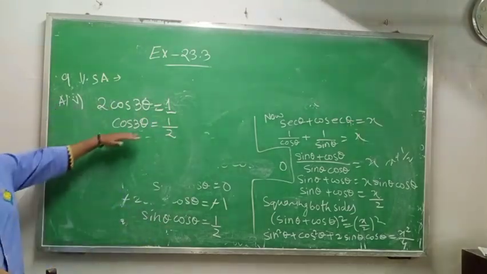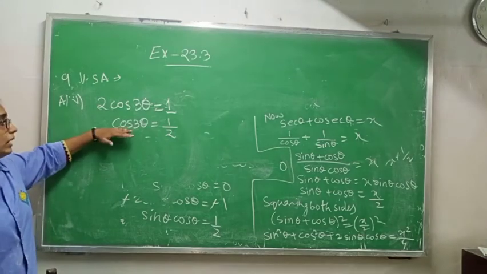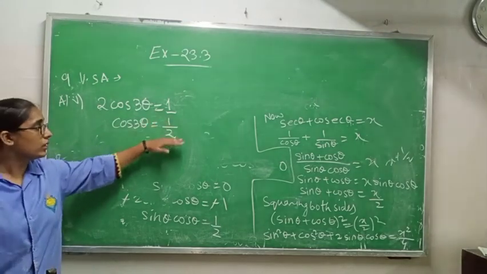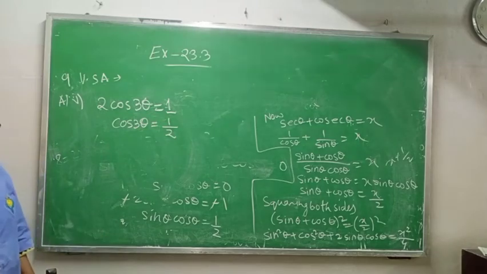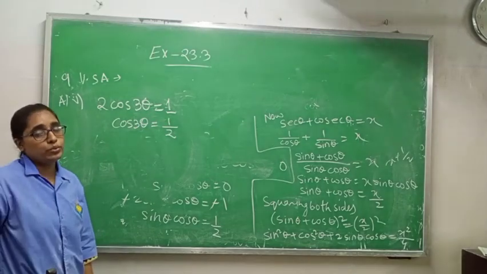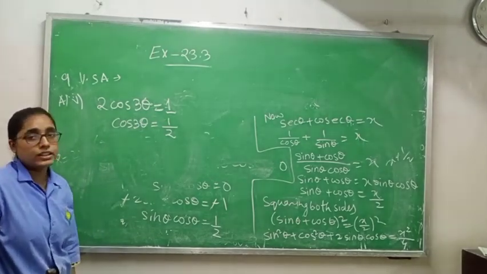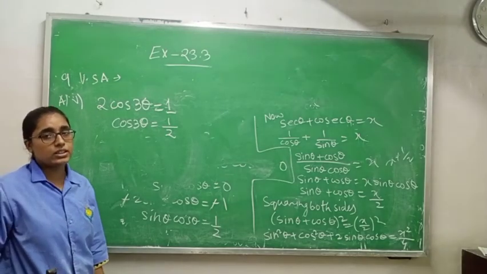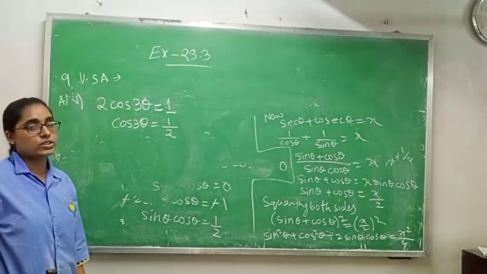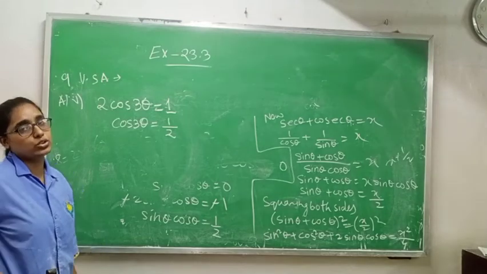Now see, the angle is 3 theta and you have cos theta. Means you have to convert this value into cos. When you have the half value, when you take degrees, it means 30 degree, 60 degree, 45 degree and 90 degree or 0 degree.